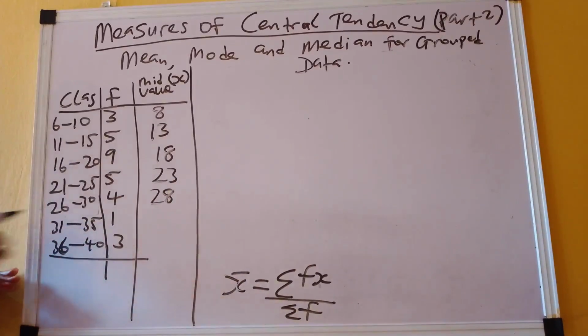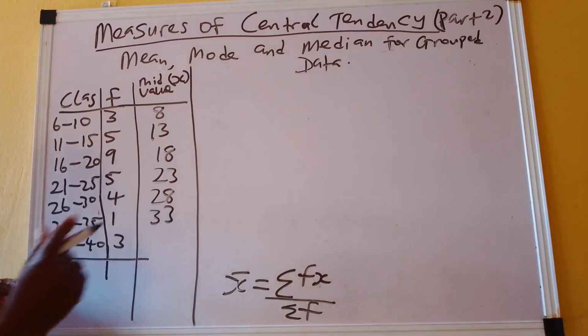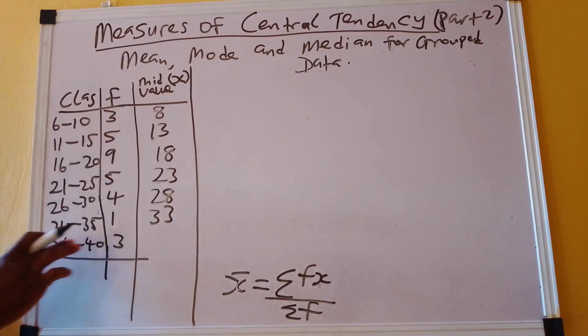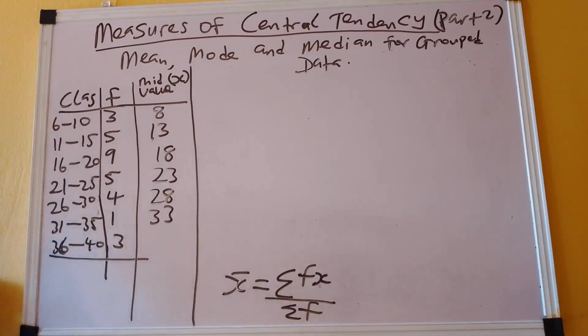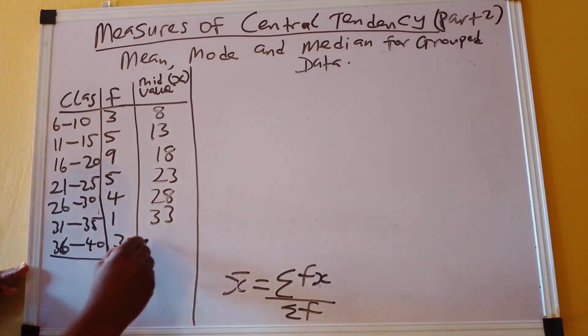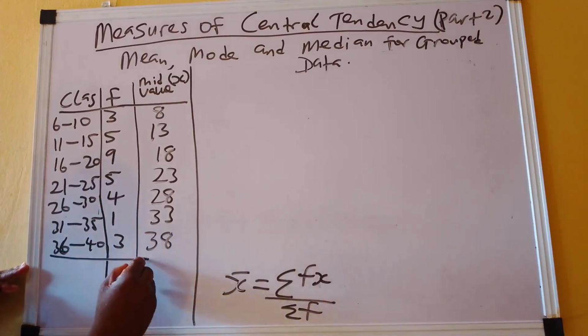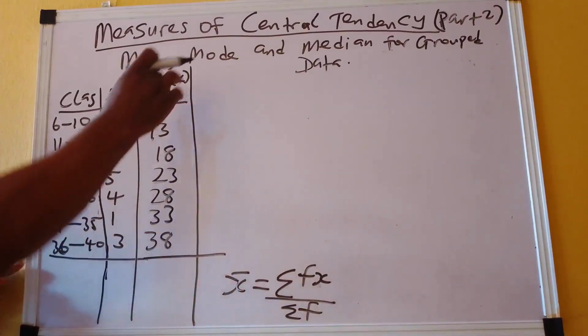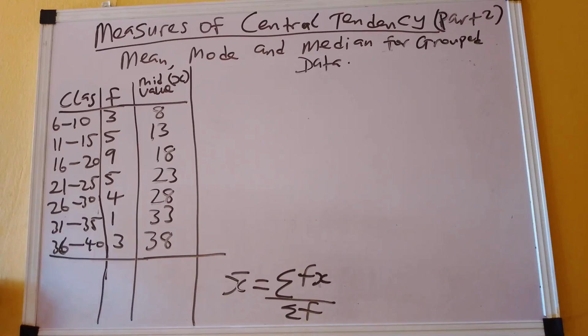Then the next one, 31 plus 35 is 66. When you divide 66 by 2, you get 33. Then the last group, which is 36 plus 40, which is 76. You divide it by 2, you will now get 38. So this is how we get the values for x. They are the mid values.